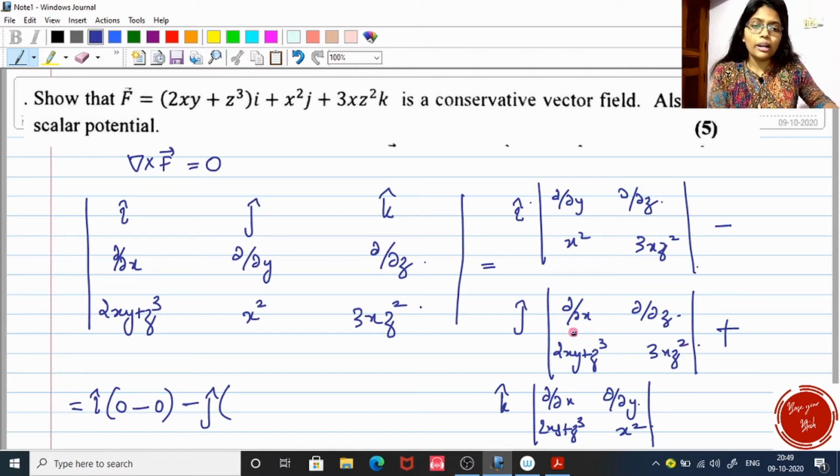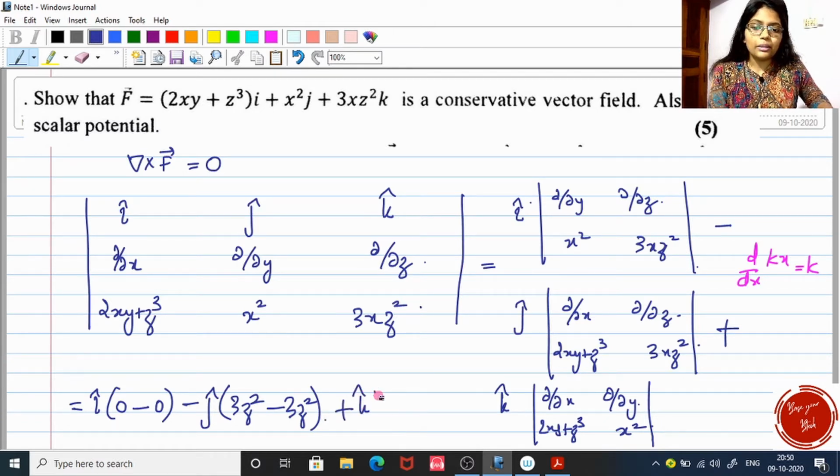So here dou by dou x, we are taking the derivative with respect to x. So 3 and z square are constants. Now what is d by dx of kx? It is simply k. So dou by dou x of 3xz square is simply the constant, 3z square there. So 3z square minus dou by dou z of 2xy plus z cube. Now again derivative with respect to z for 2xy, it is 0. Why? Because x and y are constants for this derivative with respect to z, and for z cube the derivative is simply 3z square.